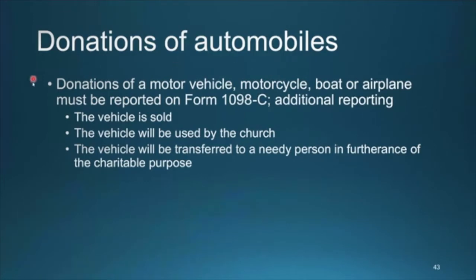Nonetheless, we're talking about churches. So here we go. If you receive a donation of a motor vehicle, a motorcycle, a boat, or an airplane, that must be reported on Form 1098-C. So that's a special form for you to give to the donor acknowledging the receipt of one of these specified items. There's additional reporting if you sell the vehicle. If you sell it for $500 or less, there's a little check mark box that you check indicating that you sold it for $500 or less.